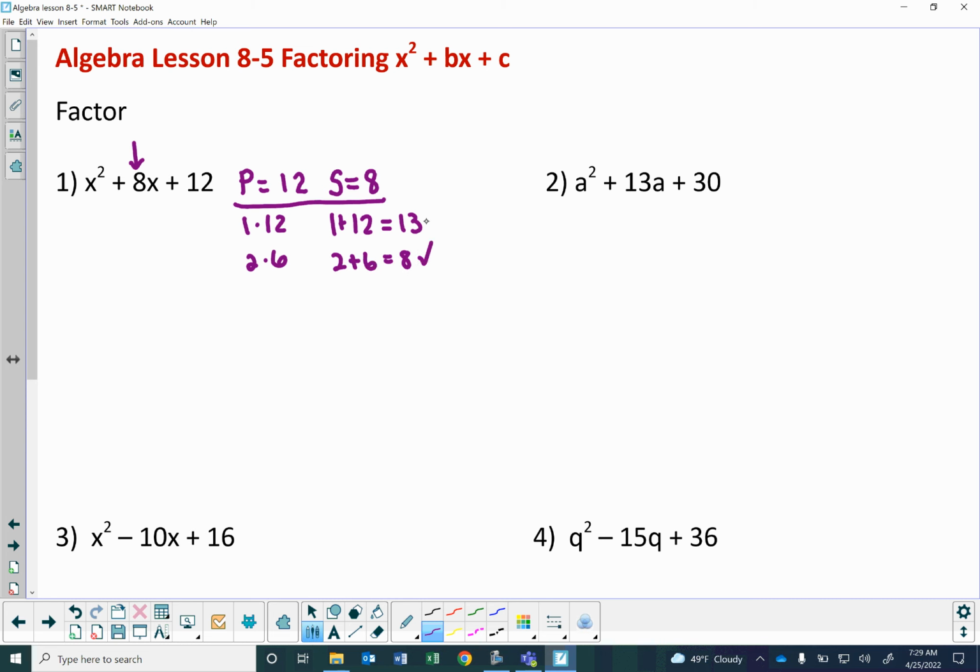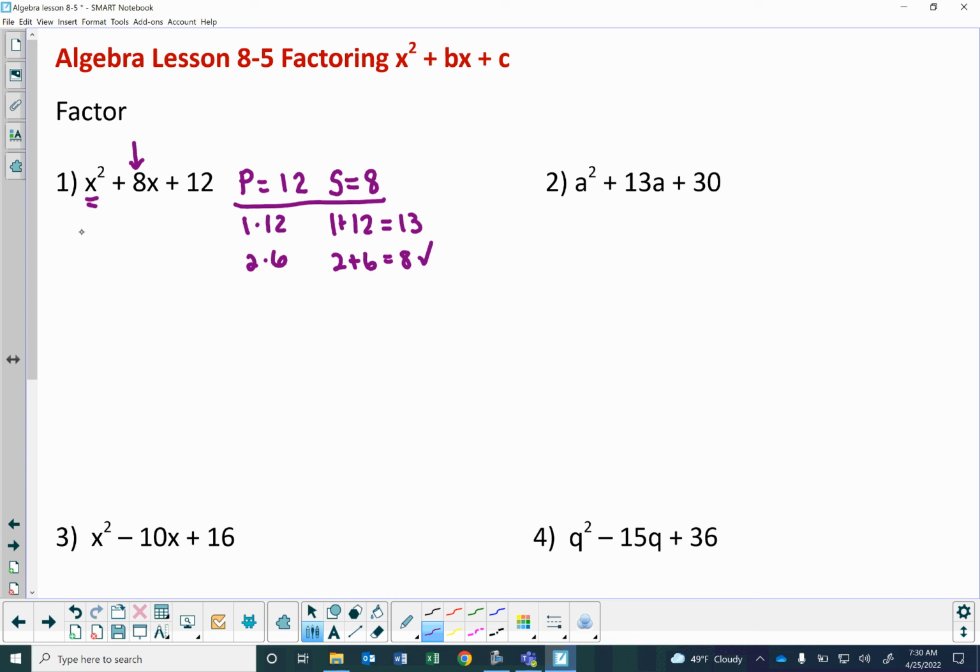That's what I need. Now that I know what I need, all I have to do is pay attention to my first term. My first term here is x squared. You divide it evenly. You divide x squared. If it was x to the 6th, you divide 6 by 2, and you get x to the 3rd and x to the 3rd.